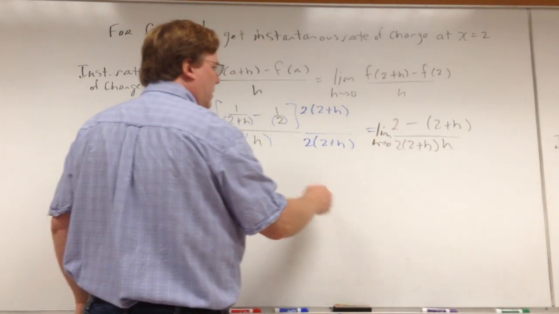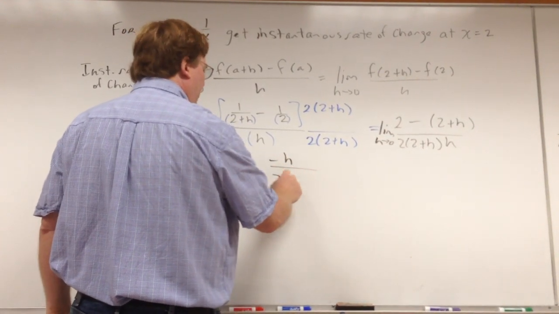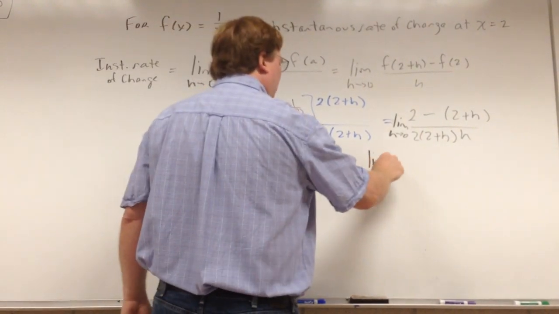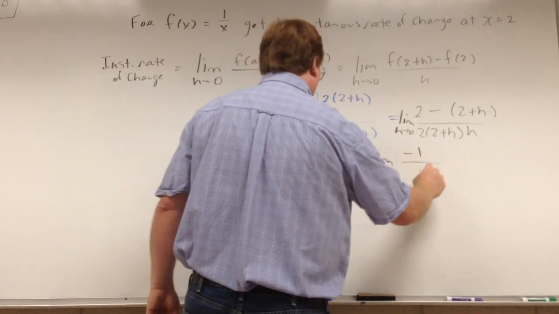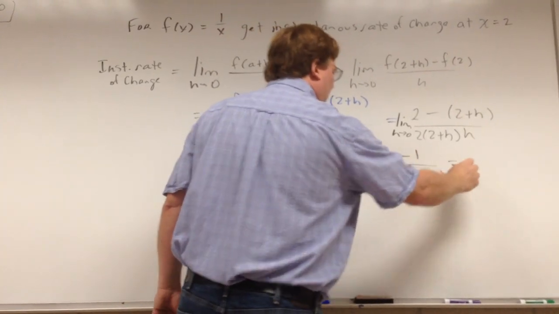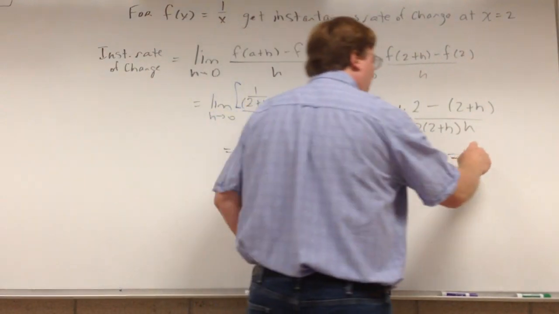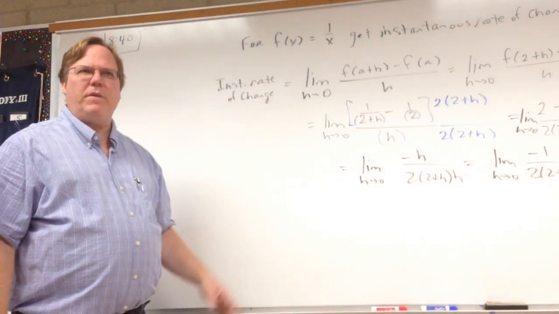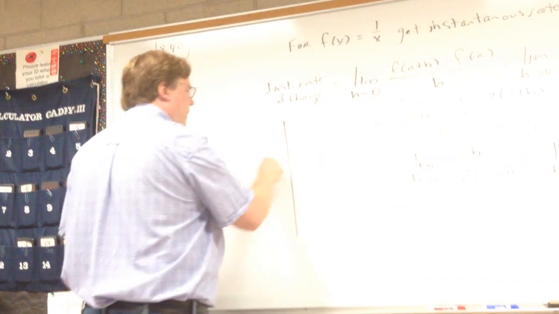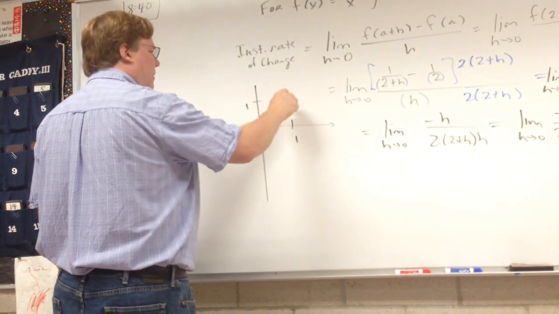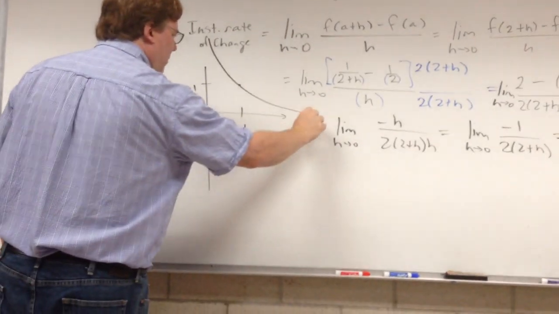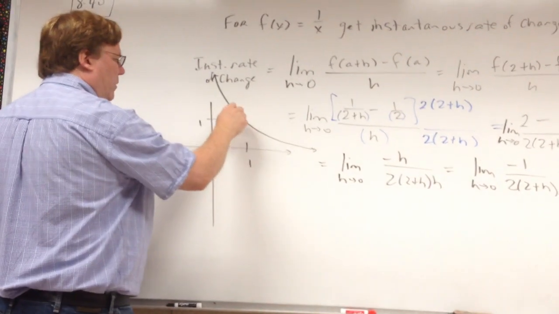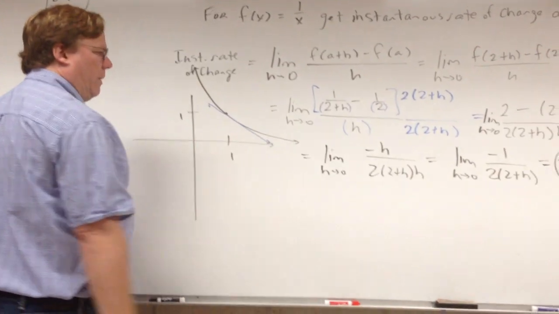So I got 2 minus 2 plus h, so that gets me negative h on the top. 2 times 2 plus h, times h. And so you see the h's cancel, and I've got the limit as h approaches 0 of -1 over 2 times 2 plus h. And now I can let h go to 0 and I get -1/4. That's it. That's the slope of the tangent at x equals 2. If I were to graph this guy, and this is a hyperbola that goes like this, then the instantaneous rate of change at this point, which is the slope of the tangent at that point, would end up being -1/4.